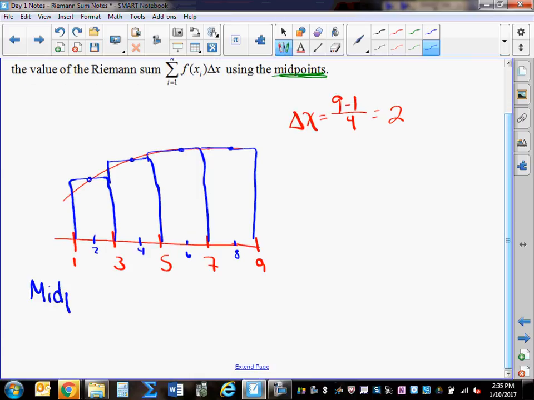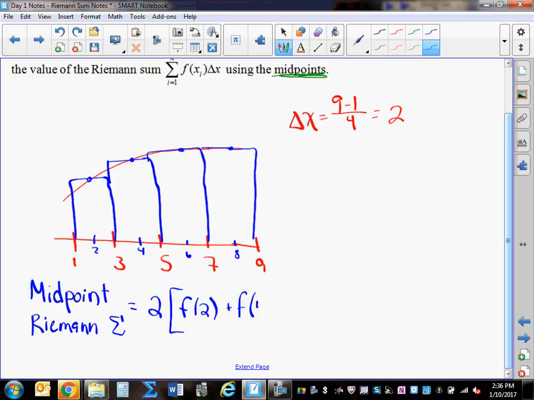Alright, so our midpoint Riemann sum. My width now is 2. And now my function height is based upon that midpoint. So it would be f of 2, f of 4, f of 6, and f of 8. As for your midpoint, you will never use your endpoints here. Alright, do we agree so far?